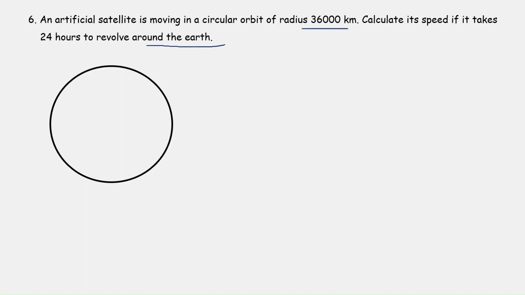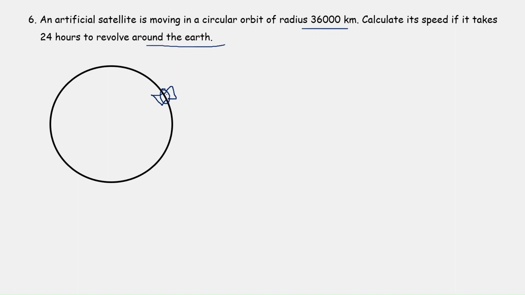So here is our sixth question. An artificial satellite is moving in a circular orbit of radius 36,000 km. Calculate its speed if it takes 24 hours to revolve around the Earth. Okay, so let's solve it. Here, the artificial satellite is one thing, so let us consider something like this.